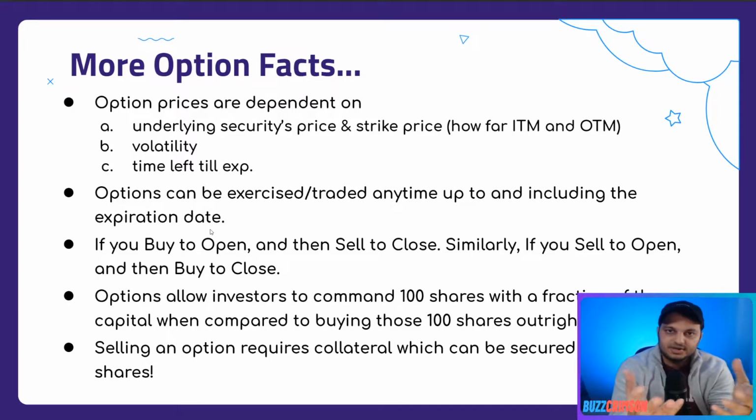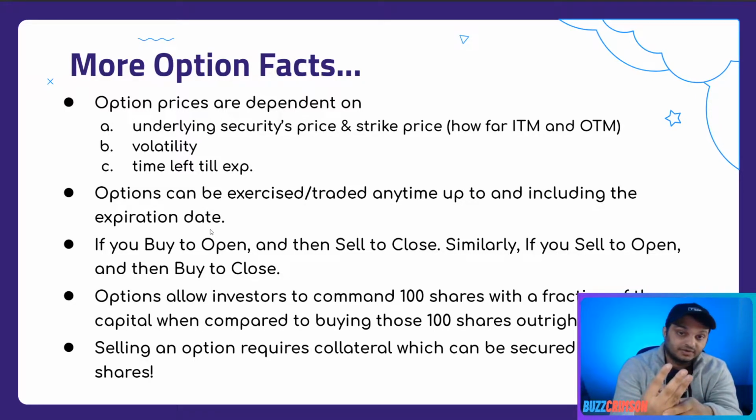So option prices, how are these decided? They're not static, so they will change. They depend on three different things. The underlying security's share price and the strike price. So where Microsoft's stock price is relative to the strike price is a huge factor in the option contract price. And then also volatility, how volatile the stock is. The more volatile it is, the more pricey the option will be.